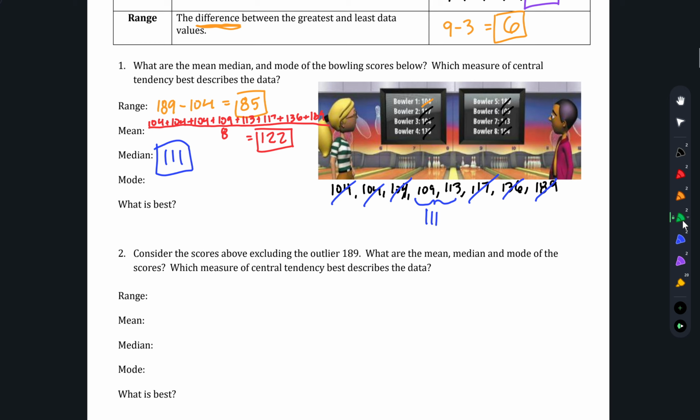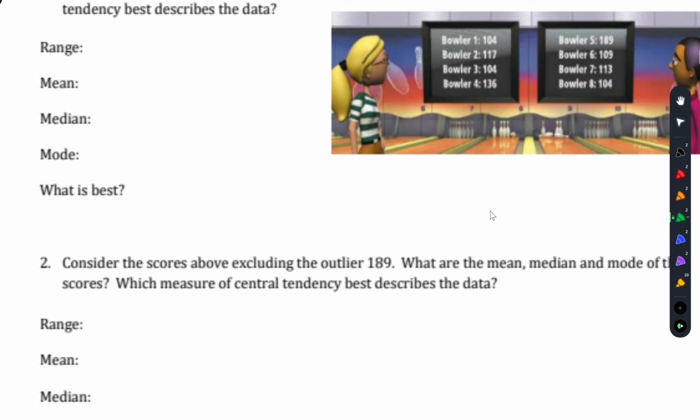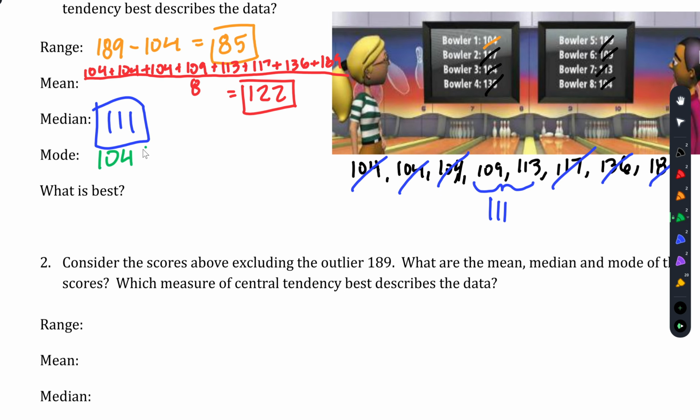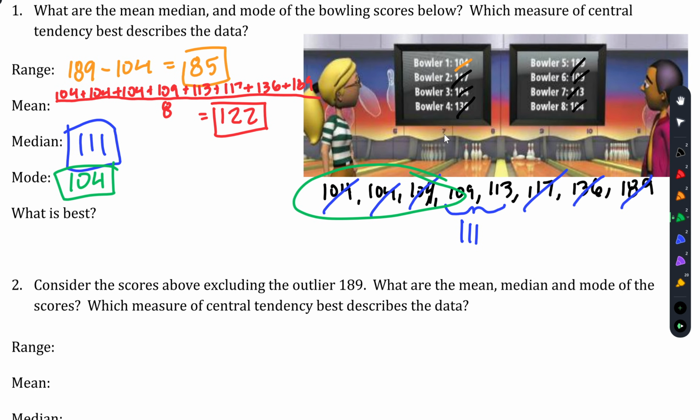The last one is mode. Mode is the one that occurs the most frequently. Hopefully we can tell what's the mode in this data set. Beautiful. It appears 3 times, so 104 is the mode. Okay, so now we have to look at what is best. Out of mean, median, and mode, which one do you think best represents the central tendency of our scores? There's no right or wrong answer here, just what do you think is the best?